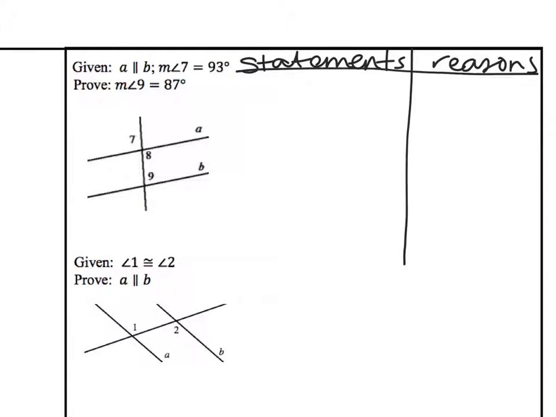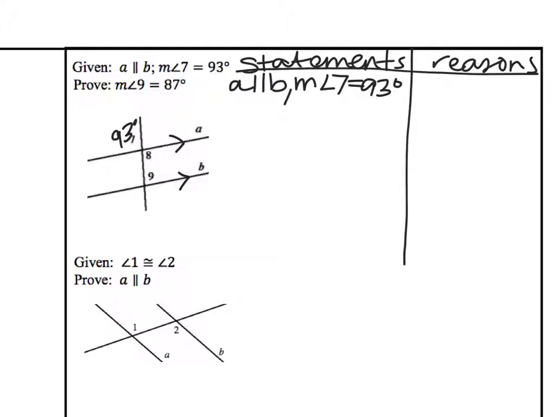We're given that A is parallel to B, and that 7 is 93. Go ahead and mark that in your diagram as well. So A is parallel to B, we give it those 2 notches to help us remember. And we can even write that 7 is 93. Because that helps us visualize it. So we're trying to prove that measure of angle 9 is 87 degrees.